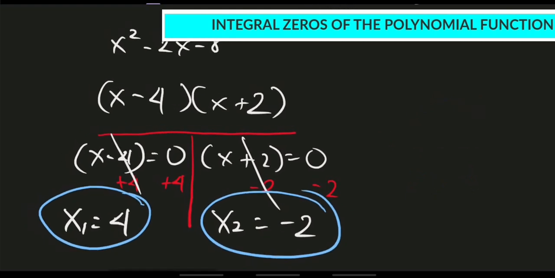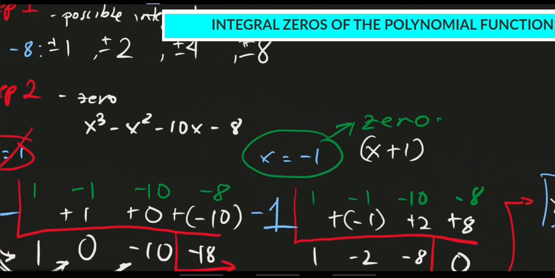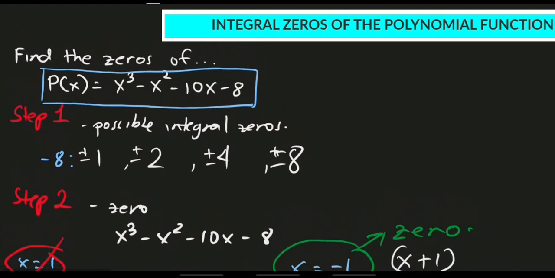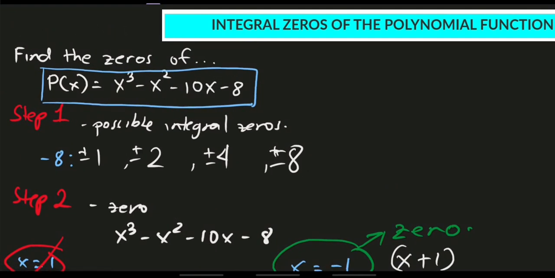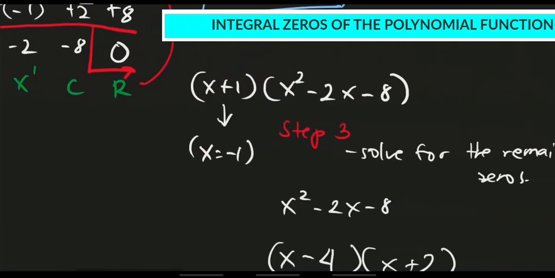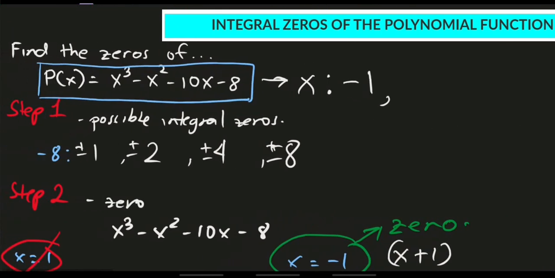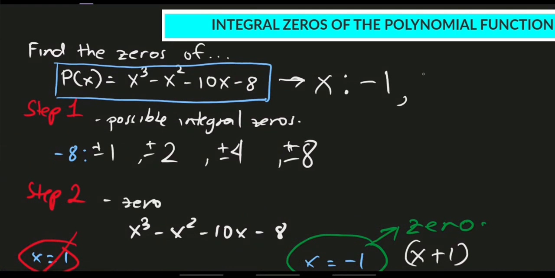That means the answer for this given problem, since we're asked to solve for the zeros of this given polynomial, is that the values of x, or zeros, are: the first value is negative 1, and according to our solution, we also have 4 and negative 2. So the answer is negative 1, negative 2, and positive 4. So we have this final answer.